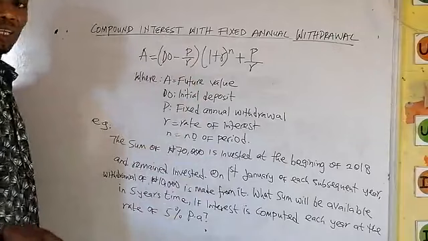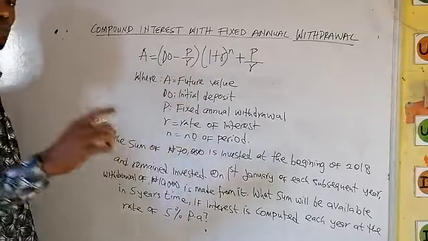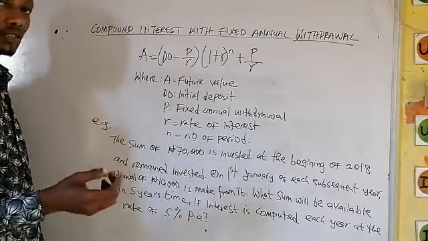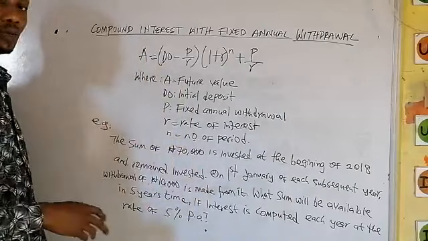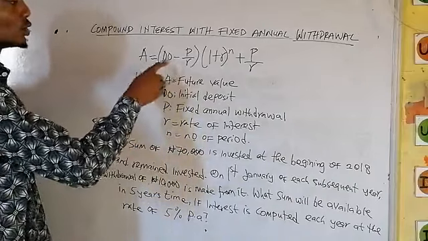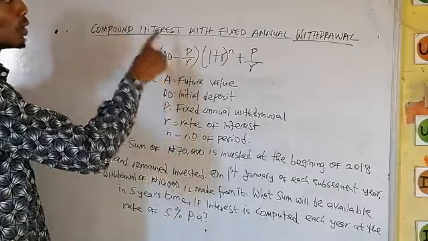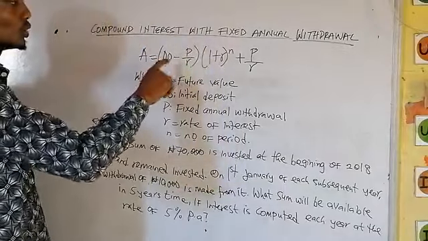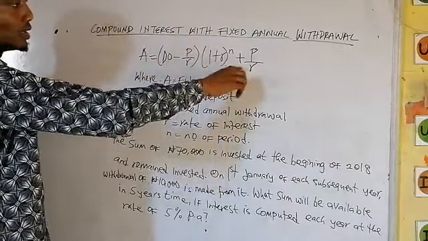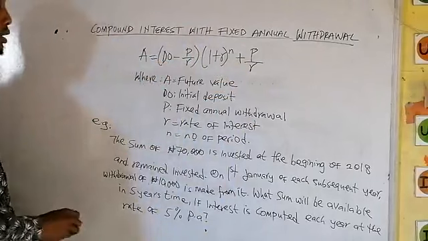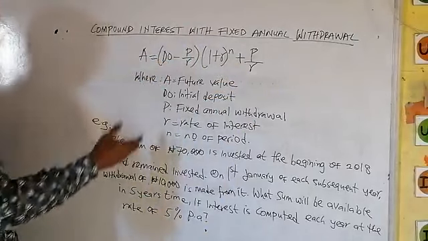The formula looks similar to compound interest with fixed annual injection, but the case changes here. Before, under compound interest with fixed annual injection, we had positive here and negative here, but now it has changed. So this is a question to practice with.